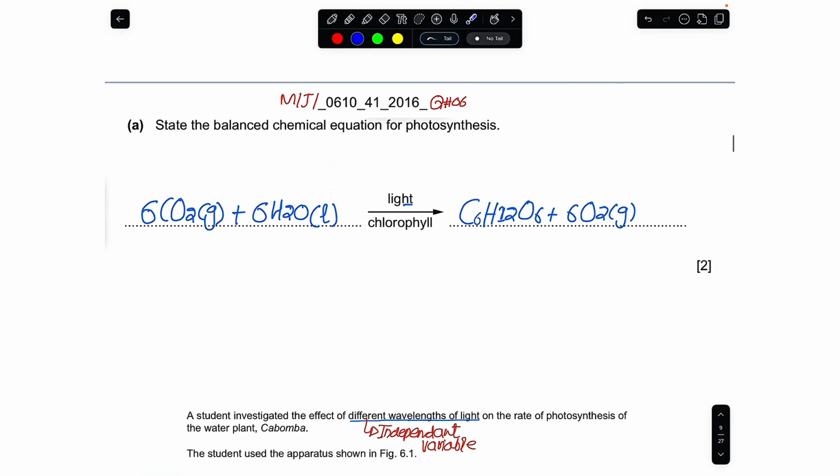If I were to take you to May/June of 2016, variant 4.1, this appeared to be question number 6 of your exam. For 2 marks they ask that we are required to state the balanced chemical equation for photosynthesis. So above in the previous question there was the word equation, but now the chemical equation is coming.